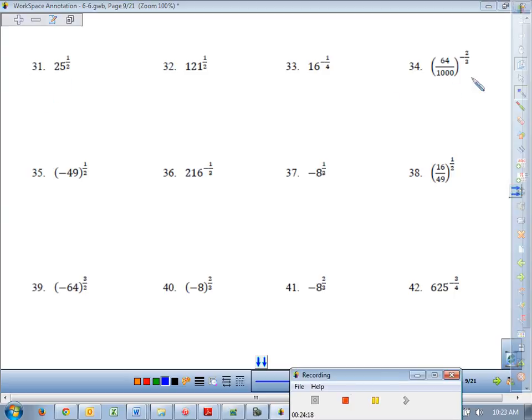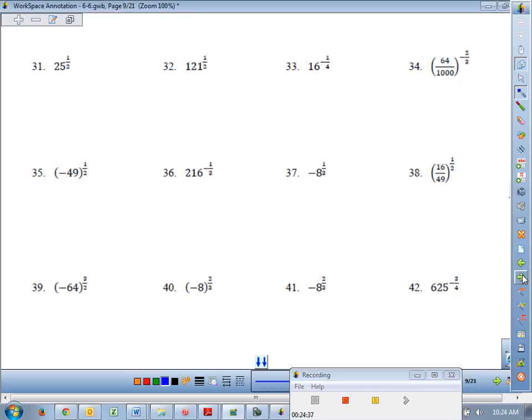In 31 through 34, are there any of them that we can't do? What do you think? Any empty set kind of deals or undefined? All the bases are positive, correct? So we can do them all, right? Here's what you should have got.